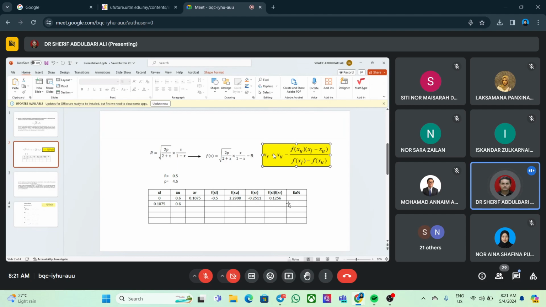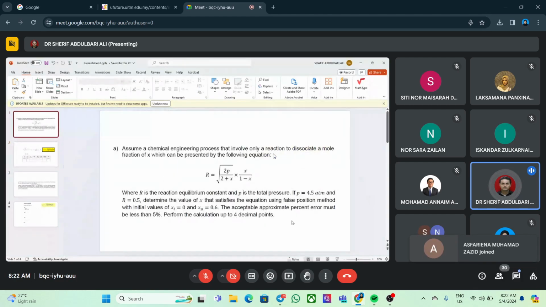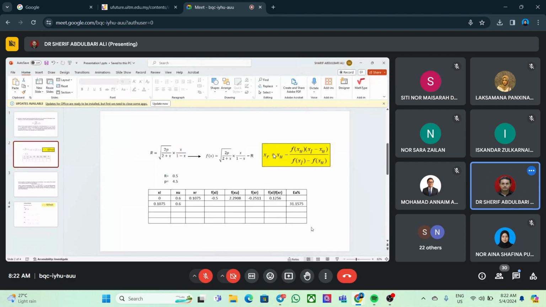Then you are going to multiply them. After that, you are going to calculate the error. This is important. Let me show you the answer of the error. You're supposed to get the error for the second iteration. It's 31%. Remember, they are saying the acceptable approximate error is supposed to be less than 5%. So here it's 31%, which means you are going to iterate another time.